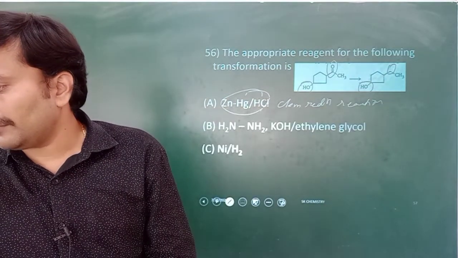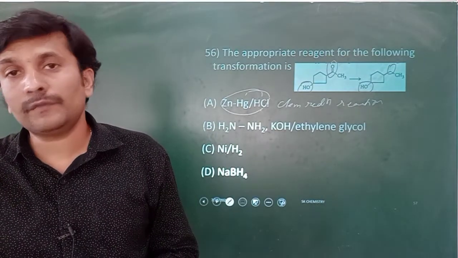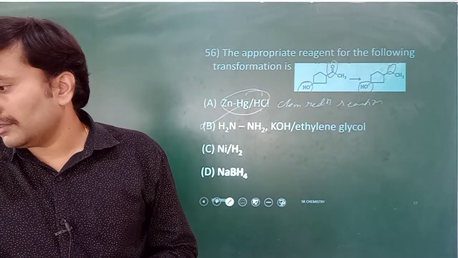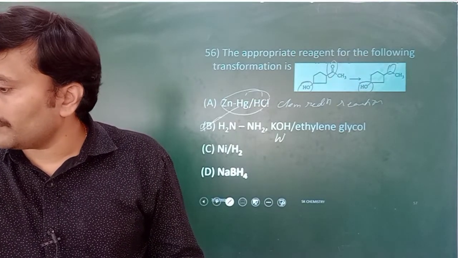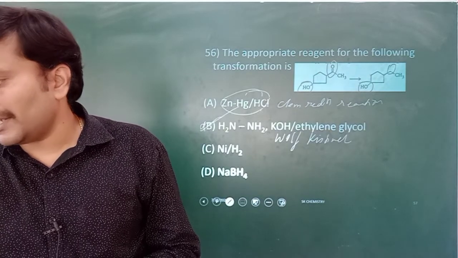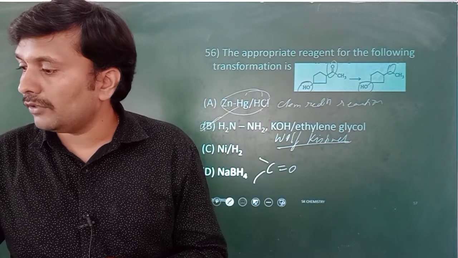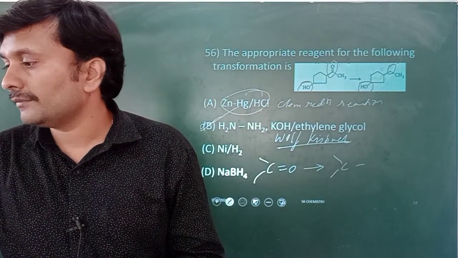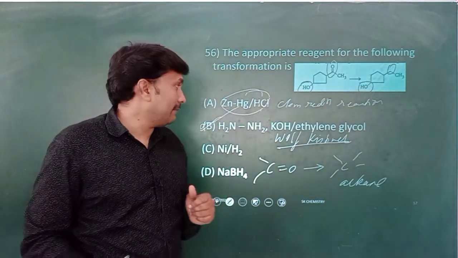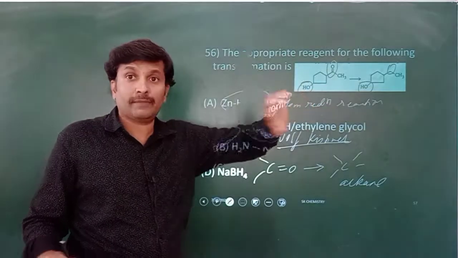So we have to use one more friend of Clemmensen, the Wolff-Kishner. This second option is correct. Which one? Wolff-Kishner. You have to study which reactions convert the carbonyl group into alkanes. There are only two. Clemmensen is 100% correct, but here, when an OH group is present, we can't use it.